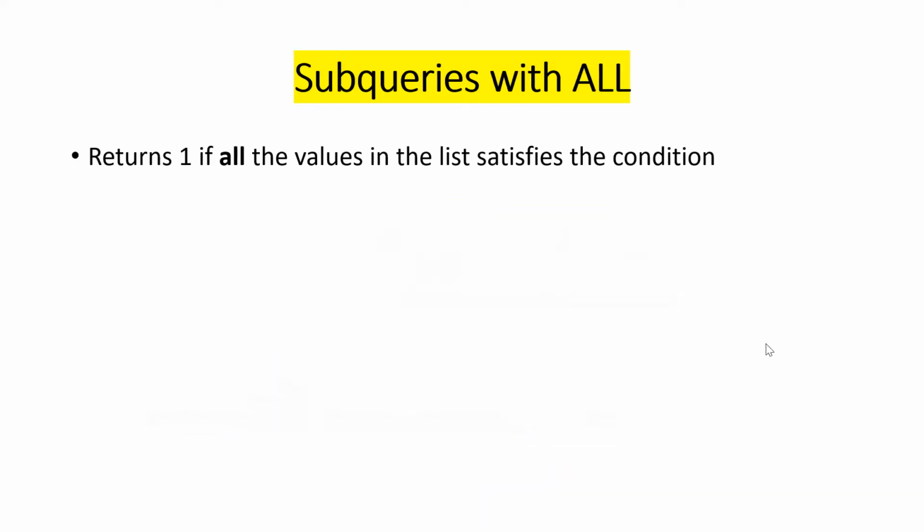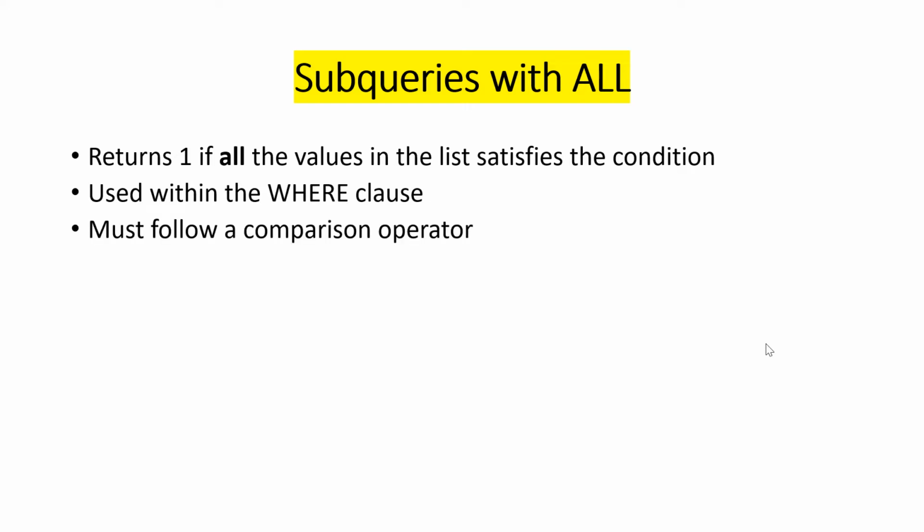Next, we have subqueries with ALL. So ALL returns 1 if all the values in the list satisfy the condition. It means that no single row has to be false. So everything needs to be true. Otherwise, it will return false. Okay, it is also used within the WHERE clause and must follow a comparison operator.